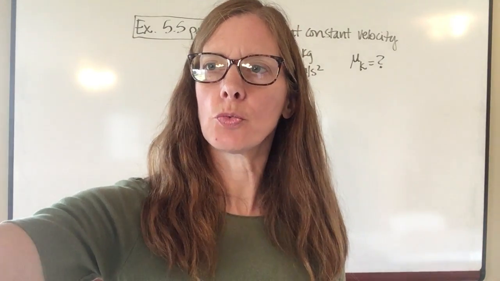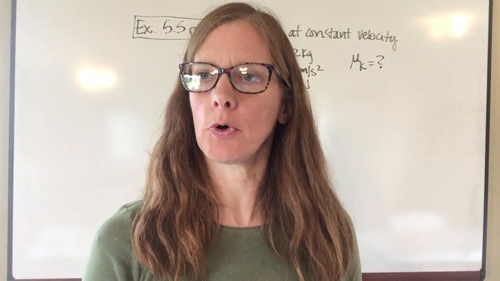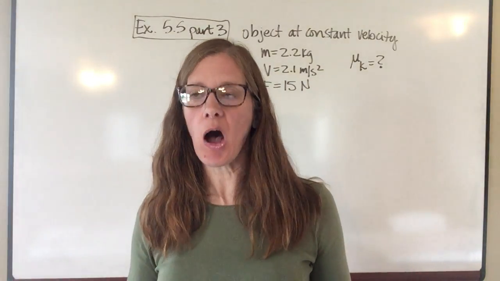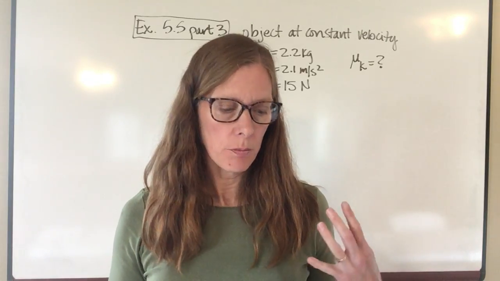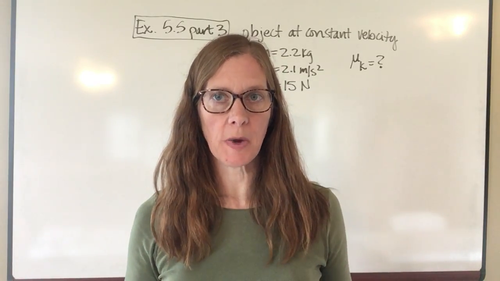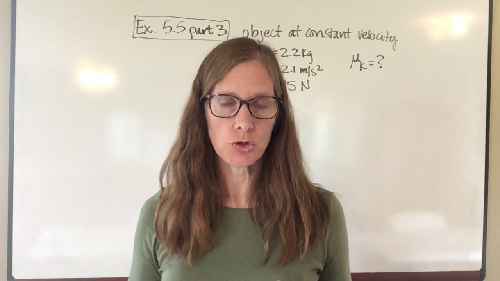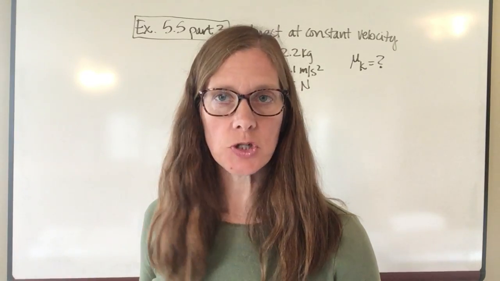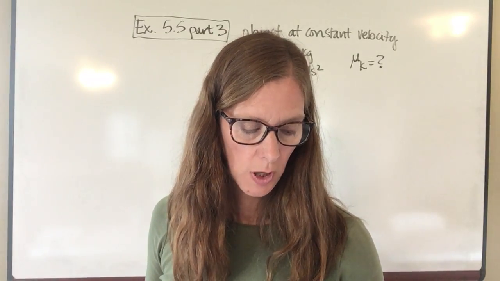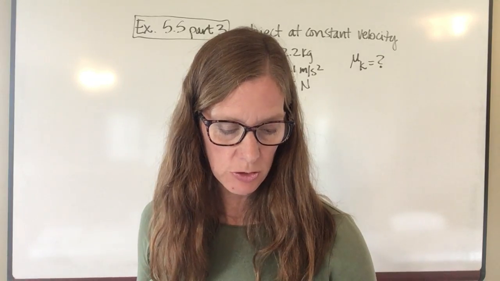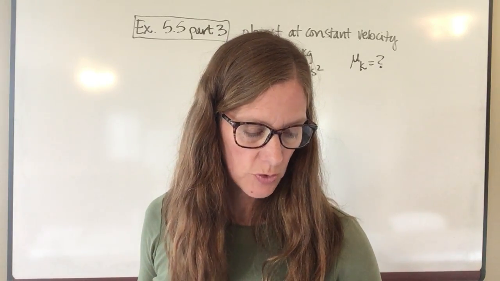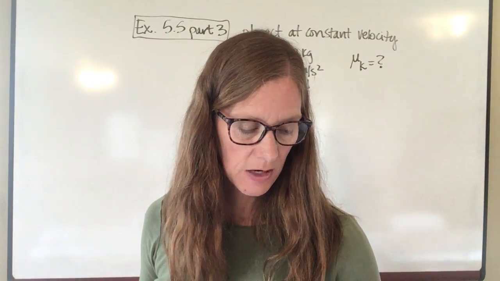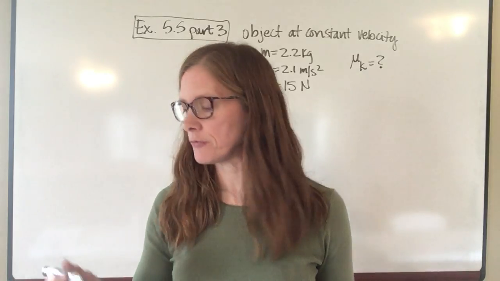All right, now we're going to work the third part of example 5.5. And in this particular example, the object is at constant velocity. So once again, I'm going to start by drawing a diagram to figure out what all my forces are on this object. Now it says a man is pushing a 2.2 kilogram object across a floor at a constant velocity of 2.1 meters per second. If the man exerts a force of 15 newtons to keep the box going, what is the coefficient of kinetic friction between the box and the floor?